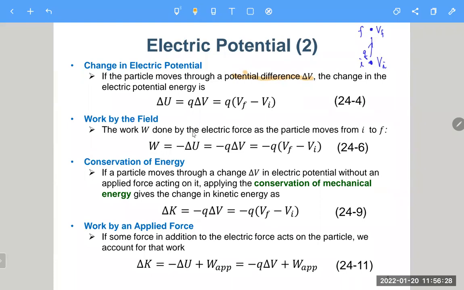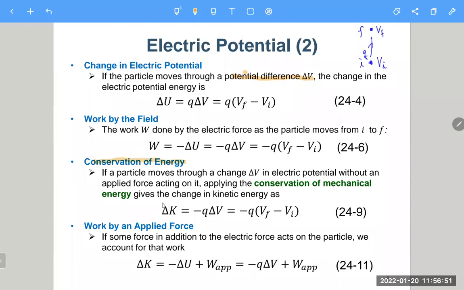And also we still have this one, W equals negative delta U, which is nothing special. And here we also have the conservation of energy, if we assume there is no loss. Usually there is no loss for the charge.